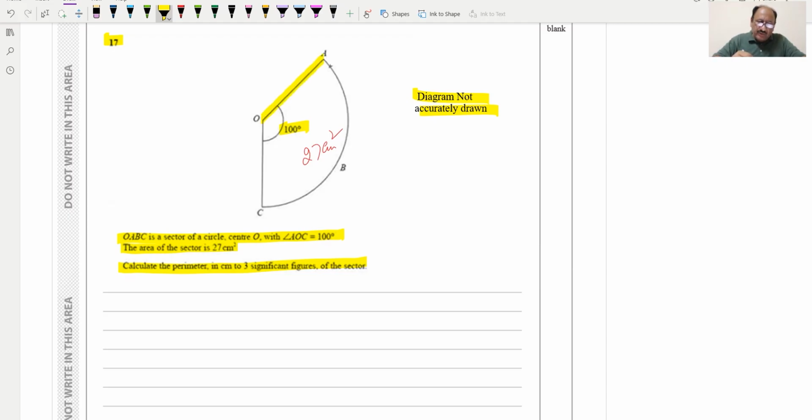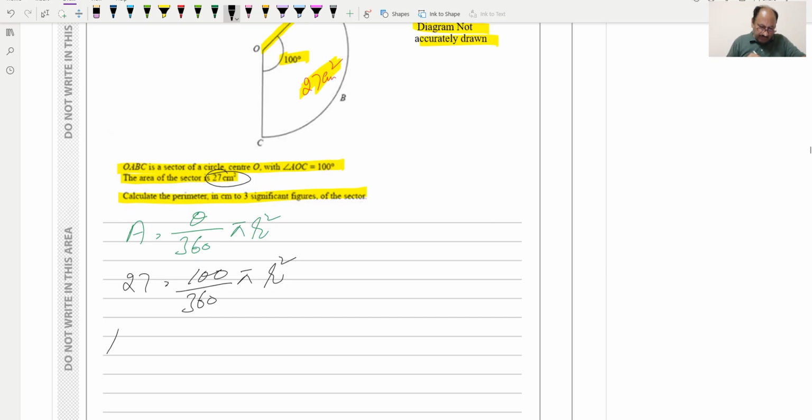Our target is to find this radius, then we will be able to find the perimeter. For that we will be utilizing the area, which is 27, provided. So the area of the sector formula is: area is equal to theta over 360 into pi r squared. This is the formula we will be applying, and we know that the area of the sector is equal to 27. So 27 is equal to theta value, 100, over 360 into pi r squared.